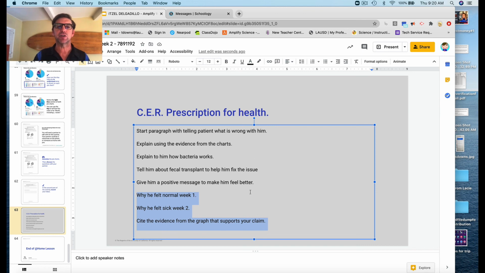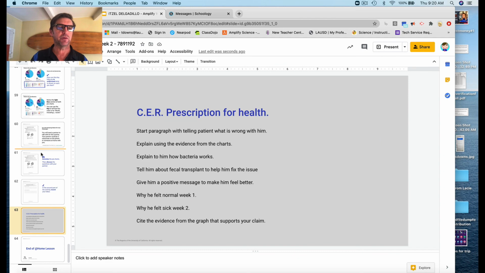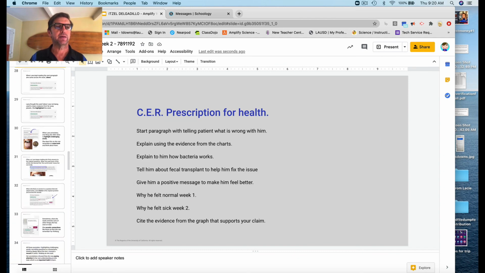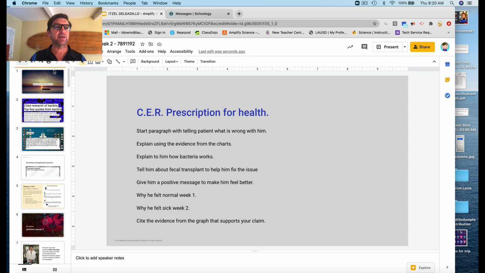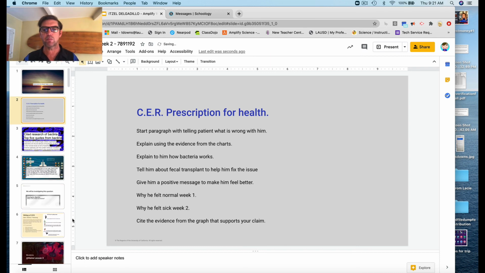Now, obviously, when you're done, we're going to move this slide to the top, like we always do. And it'll be the first thing I see when I look at your papers or your slides tomorrow. So we'll give you some time to work on this tomorrow. We'll go over it a little bit, and then I will give you some time. But you might want to get started now. Photos, maybe moving the charts in here, finding another chart, giving a definition about fecal transplant, all things you can do on this slide of the CER prescription for health. All right, let's get started. You have the rest of the class to work.